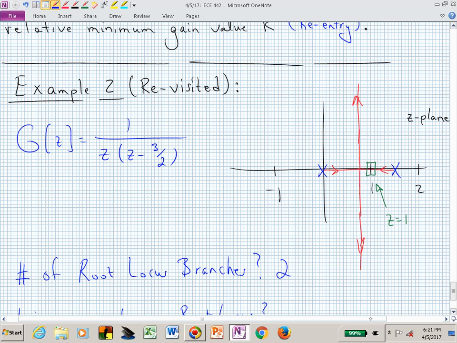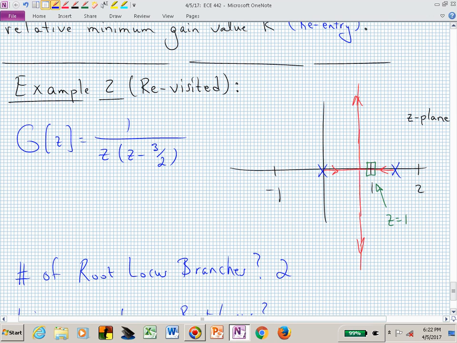Let's go back to this particular example, example number 2, I guess. We now have a pole at the origin, and now we're going to calculate where these values are that allow us to find stability, the range of K for stability. And we have an open loop pole at 3/2. You already know how to sketch it. Where are they going to meet? How many branches do you have?